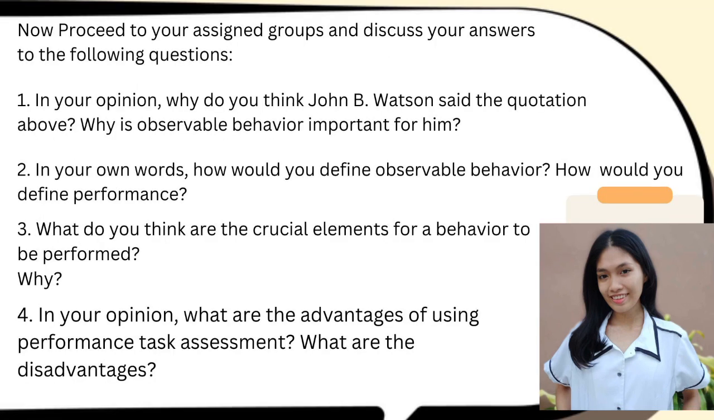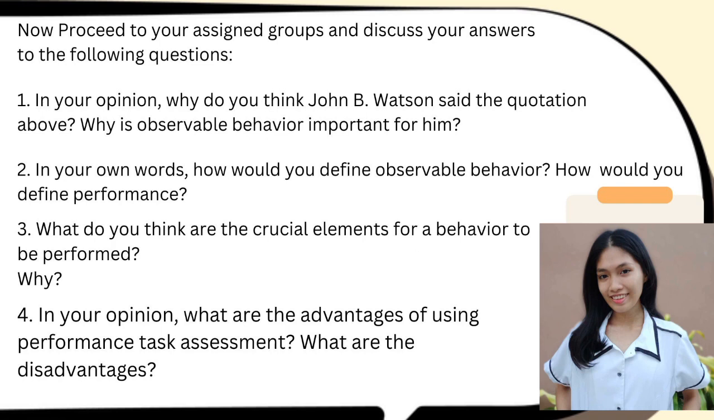Now we are done discussing the design performances and examples of it. Here are some questions. In your opinion, why do you think John B. Watson said the quotation above? And why is observable behavior important for him?